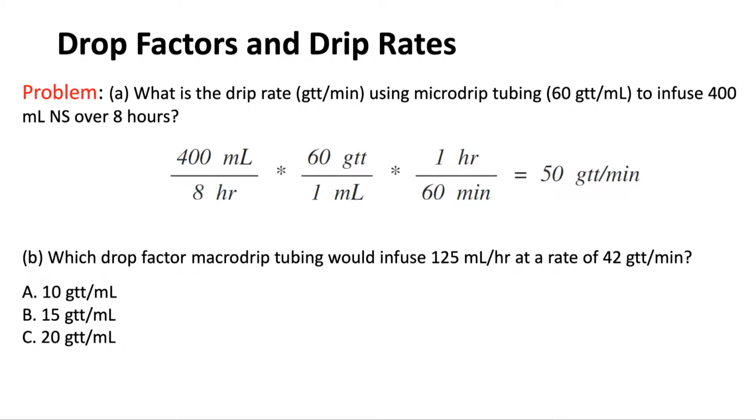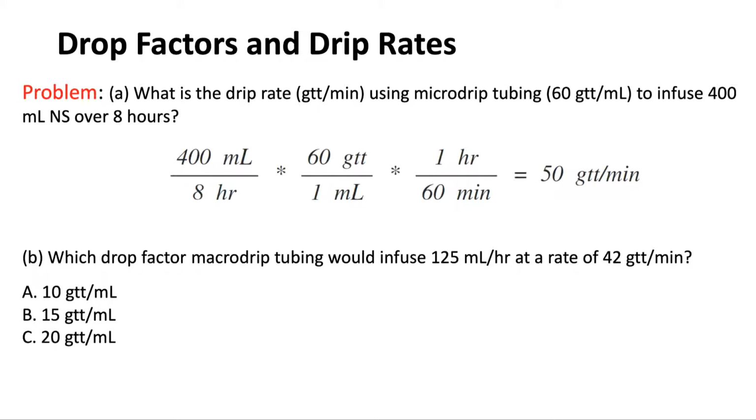So the question is asking, which of those tubings would you use to infuse 125 milliliters per hour, take that infusion rate, and convert it to give it at 42 drops per minute? Okay, so again, this is a conversion factor. And to get to the 125 mils per hour, such that it's 42 drops per minute, only one of those 3 tubing sets would work. So how would we do that? This is a little confusing.